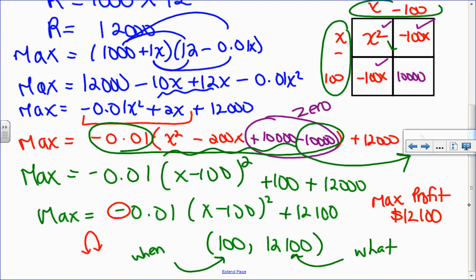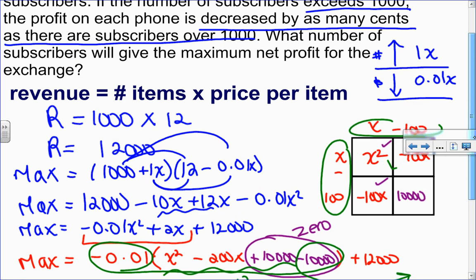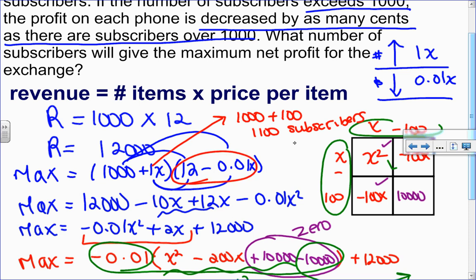It occurs when 100 multiples have gone by. So if we go back up here, we were increasing our membership by multiples of 1x, and x is 100. So we're increasing it to be 1,100 subscribers. And what's the price or the profit? The profit is going down by multiples of 1 cent x, and we found that there were 100 multiples. So subtract 1 cent times 100. So it's going to be 12 minus 1, which is $11.